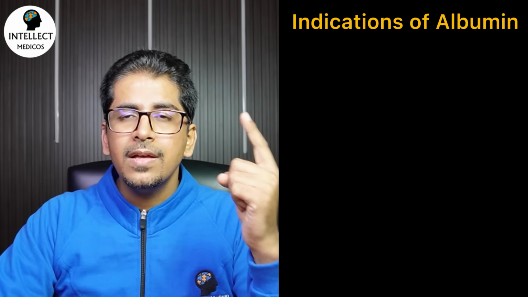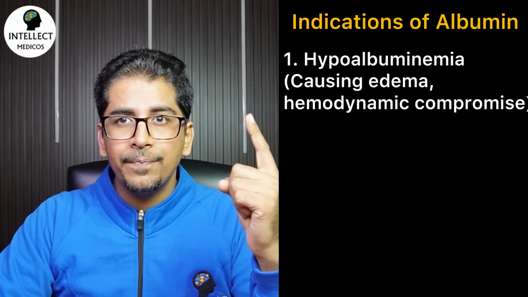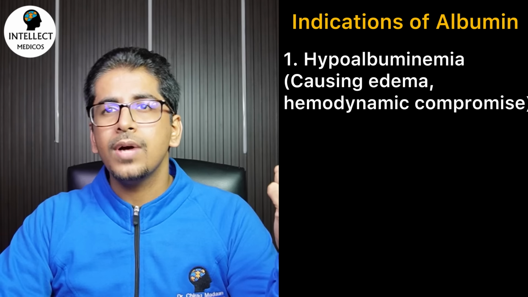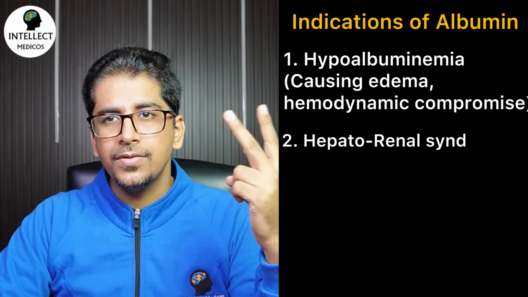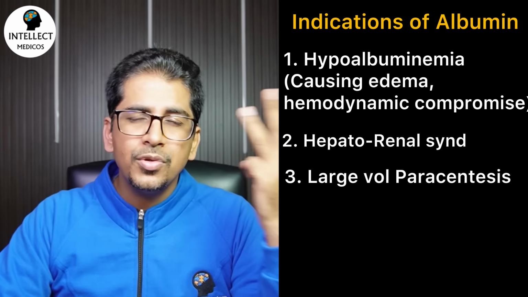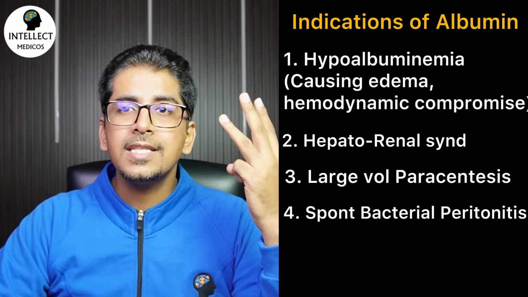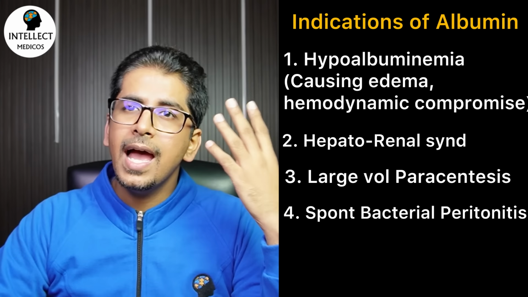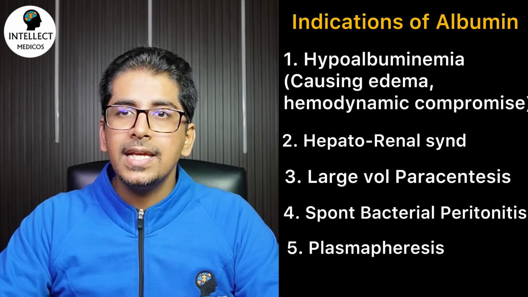Now, there are only certain indications where you need to use albumin. The first, whenever there is hypoalbuminemia, the albumin is low, yes, you have to give. Second is HRS, which is hepatorenal syndrome. Third, when you go with large volume paracentesis, usually more than 5 liters. Then SBP, spontaneous bacterial peritonitis, and in cases of plasmapheresis. These are actually the indications of albumin.